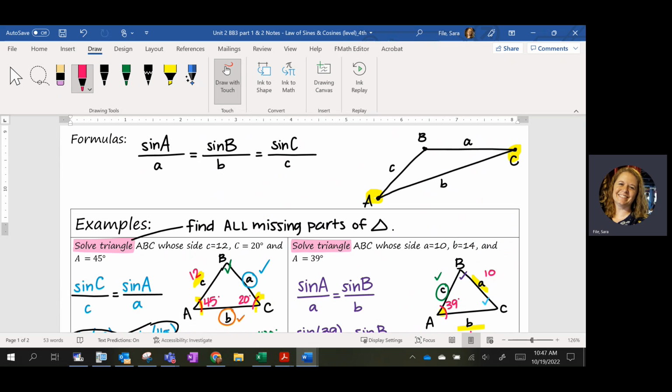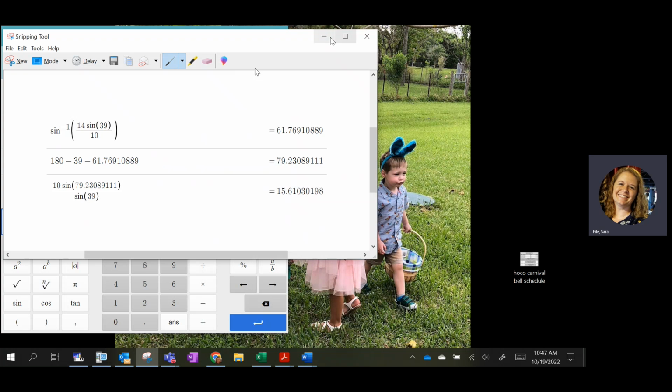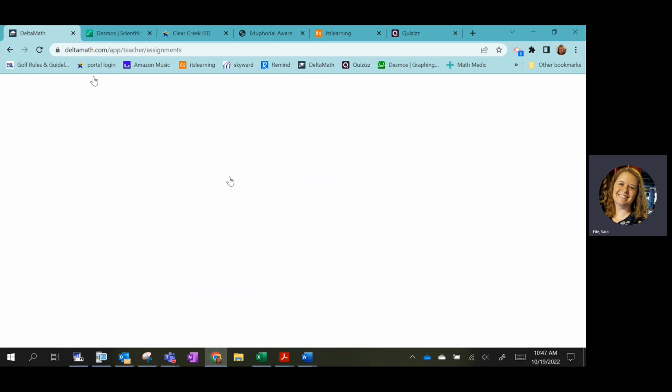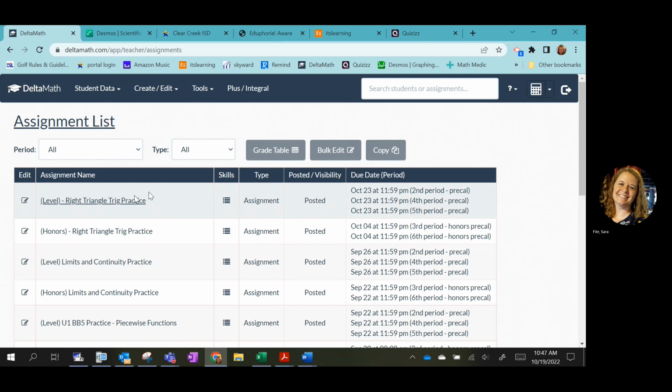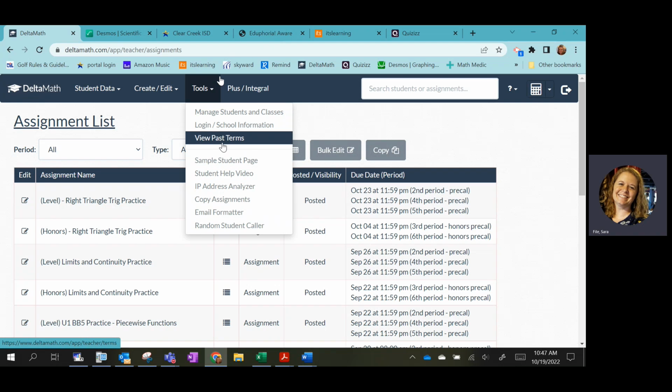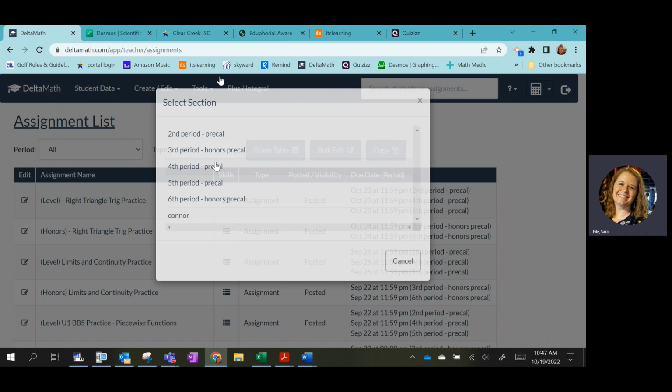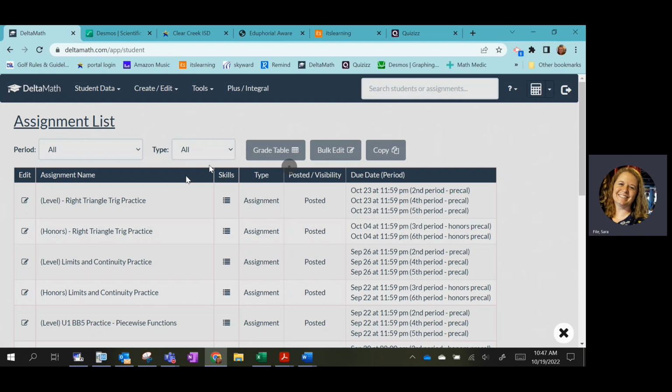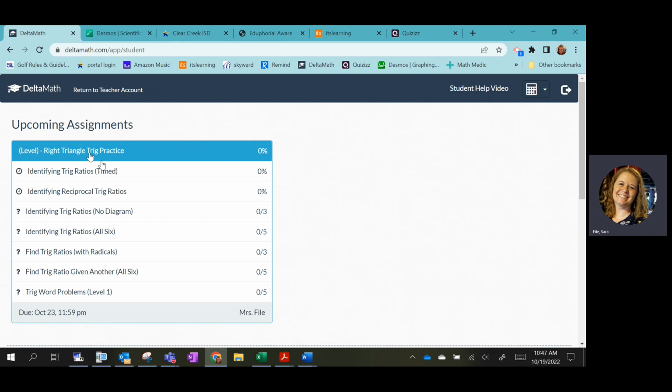Don't forget to go back and look at your Delta Math. I'll actually pull it up real quick here. I went and added in, let me do the sample student page. So it's this assignment, the right triangle trig practice. It was originally supposed to be due tonight, Wednesday, but I added in this section of word problems based on yesterday's notes. So you need to do 5 from this section. So I extended the deadline through the weekend.